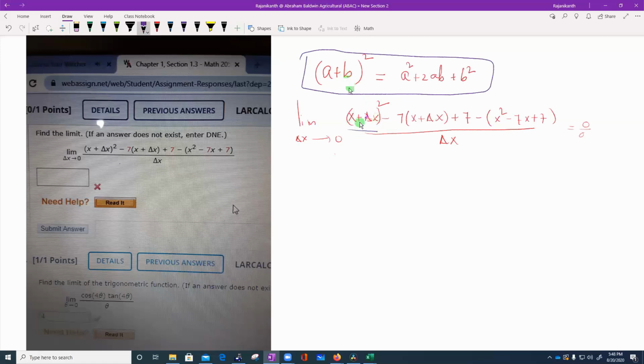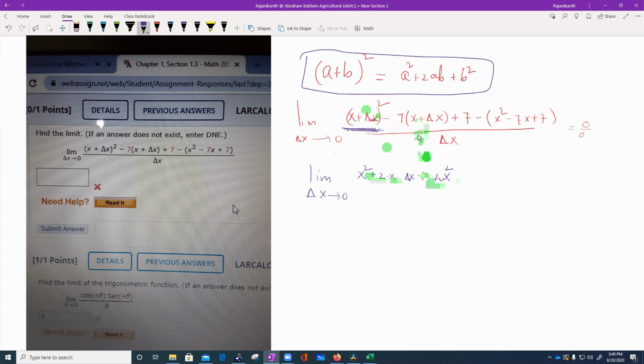Yes, sir. Yes. Then let us distribute that then. Okay. Let us copy down this. A is now X. So if you expand this, you should get what? X squared plus 2 times A is now X times B is now delta X. Am I right? Plus, you should get B squared. Your B is now delta X, but squared. So these are the three terms you will have when you expand your first term here.